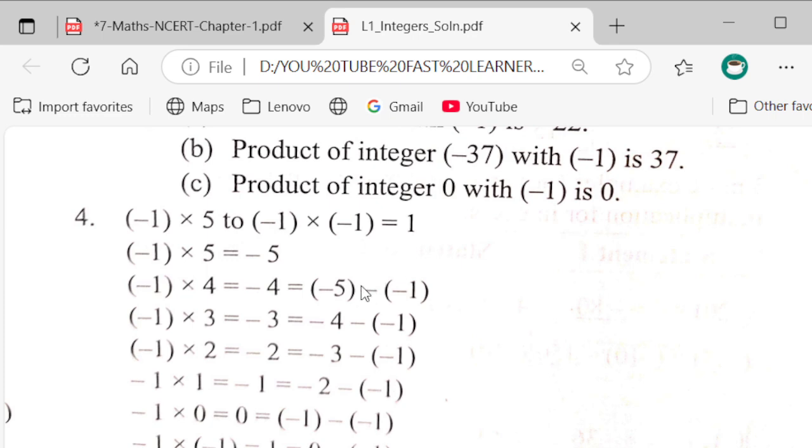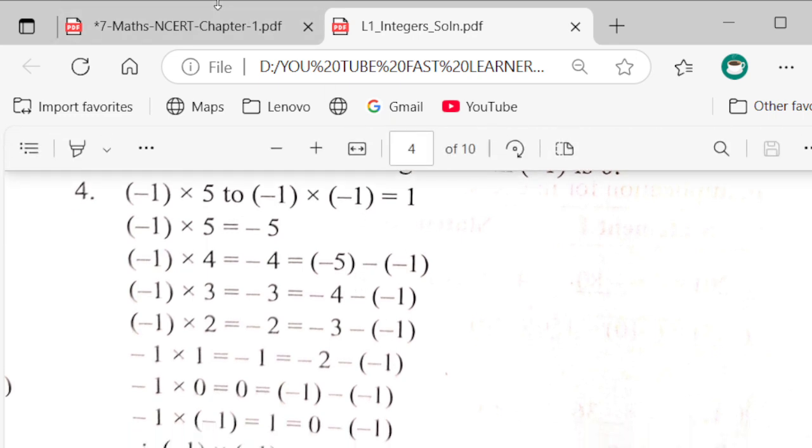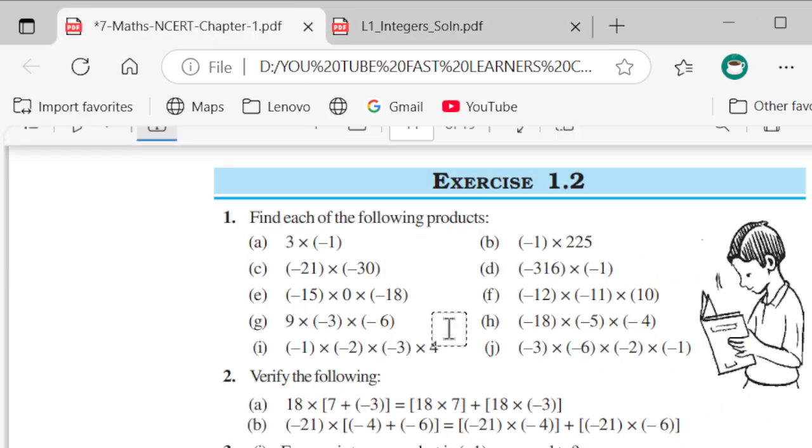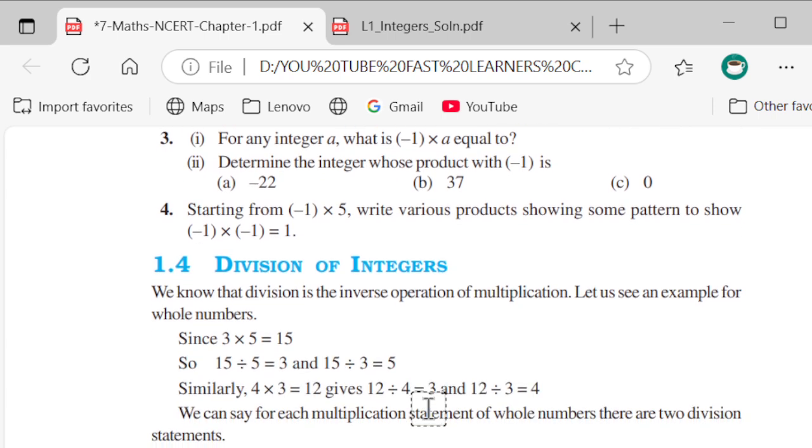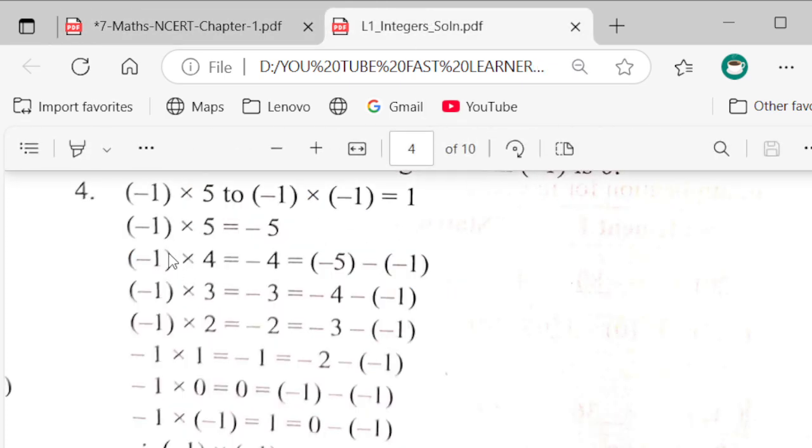Now let's see. There is a question. It's a tricky question. We will read this and then I'll explain you. Starting from minus 1 to 5, write various products showing some pattern to show minus 1 into minus 1 equal to 1. Starting with minus 1 into 5. So we have started here with minus 1 into 5. Then we have written minus 1 into 4 is equal to minus 4.